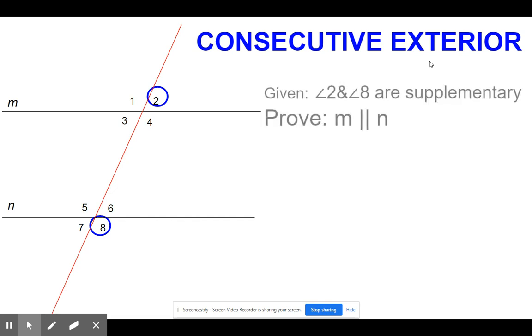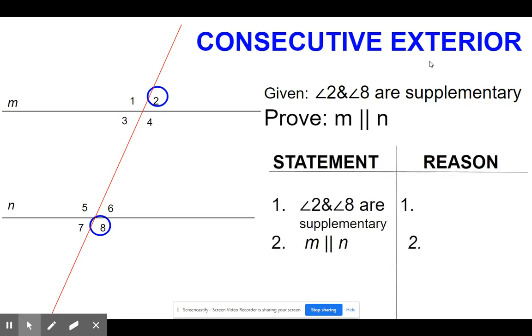Instead of congruent, it will be supplementary. So if angle 2 and angle 8 are supplementary, we can prove our lines are parallel. Our first reason is given, and our second one will be our if-then statement saying, if consecutive exterior angles are supplementary, then lines are parallel.